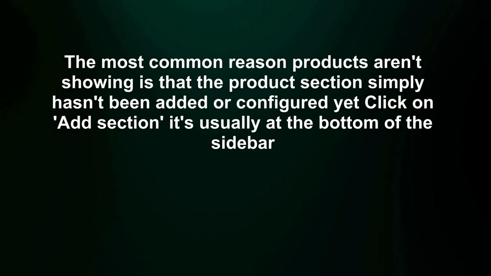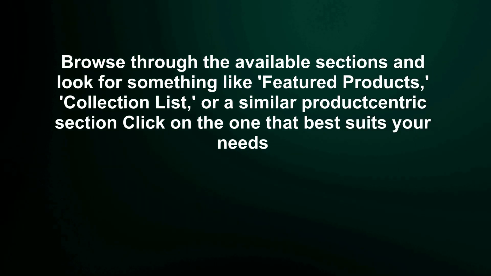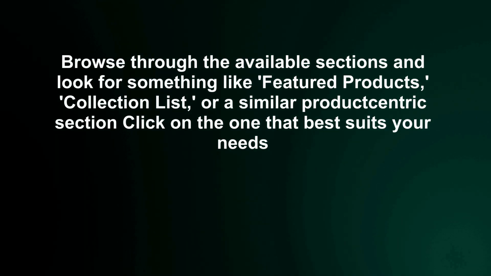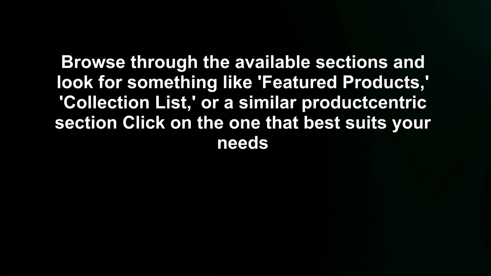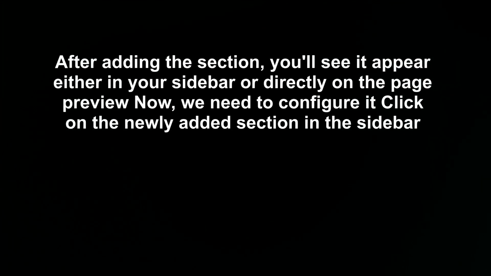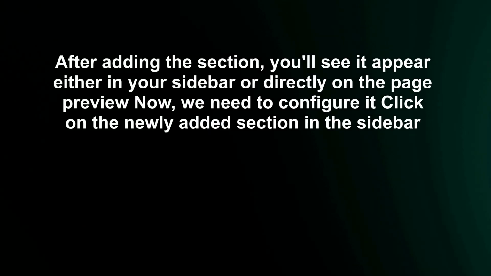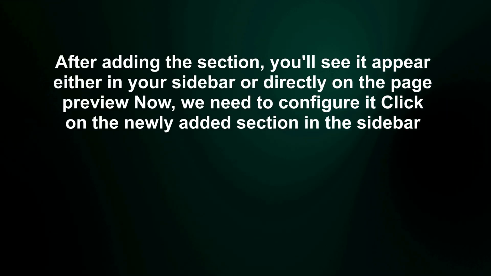It's usually at the bottom of the sidebar. Browse through the available sections and look for something like Featured Products, Collection List, or a similar product-centric section. Click on the one that best suits your needs. After adding the section, you'll see it appear either in your sidebar or directly on the page preview.